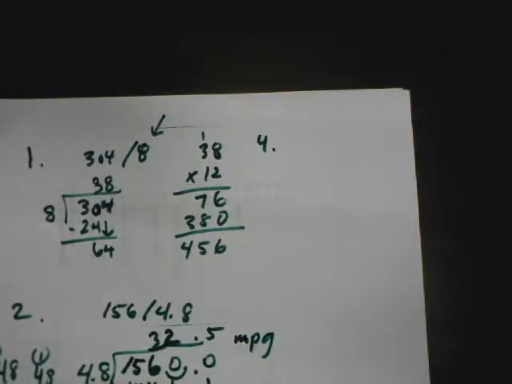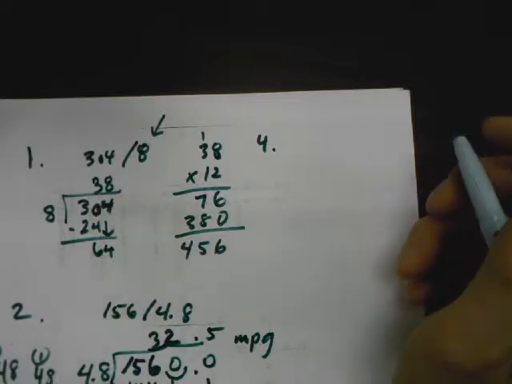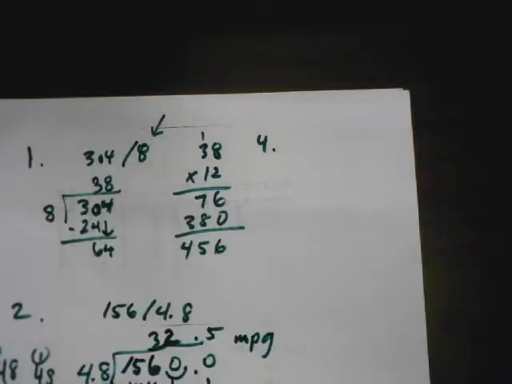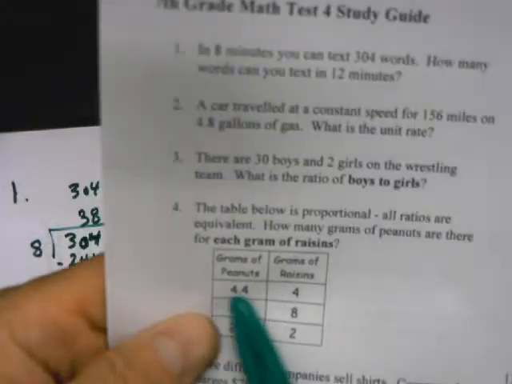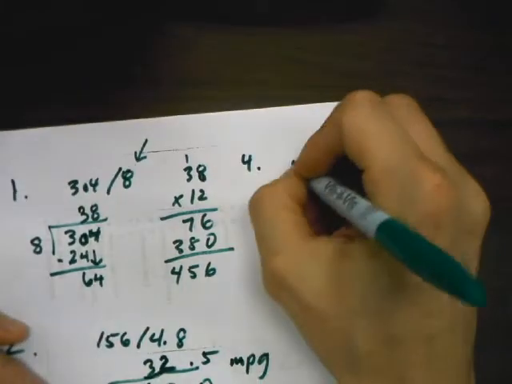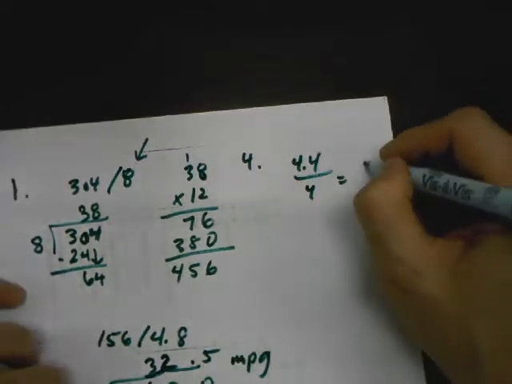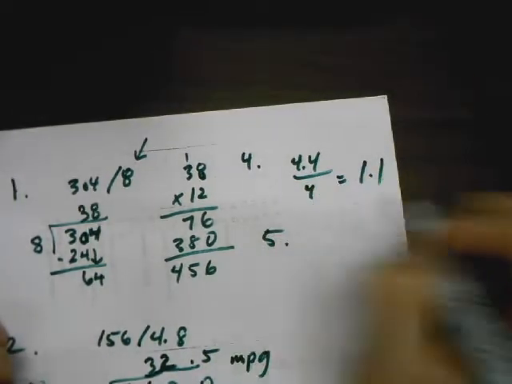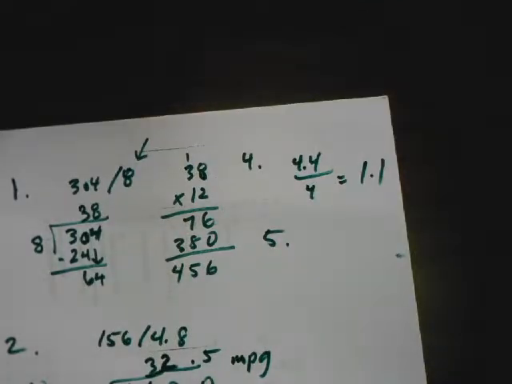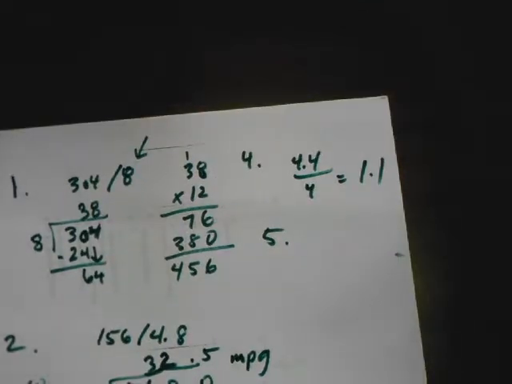The table below is proportional. All ratios are equivalent. How many grams of peanuts are there for each gram of raisins? So since they said raisins second, raisins got to go on the bottom. Since they're all proportional, they're all the same, I'll just take the first one. I put 4.4, and they say for each gram of raisins. Raisins goes on the bottom because of the way they said the problem. When I divide these two, I get 1.1. 1.1 grams of peanuts for each gram of raisins.